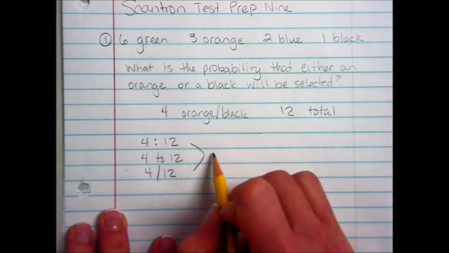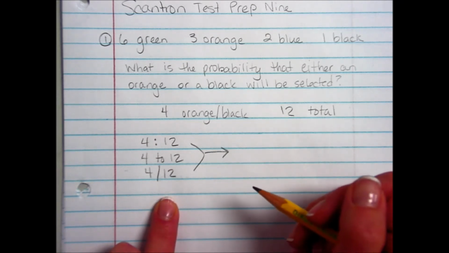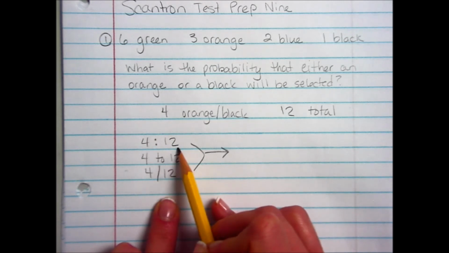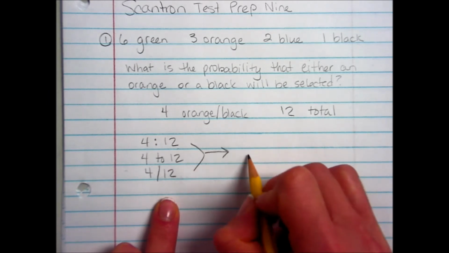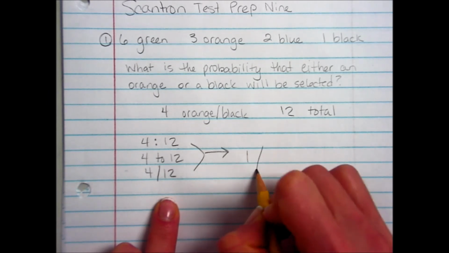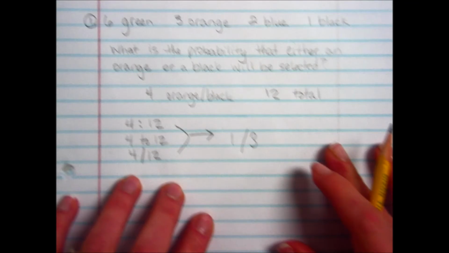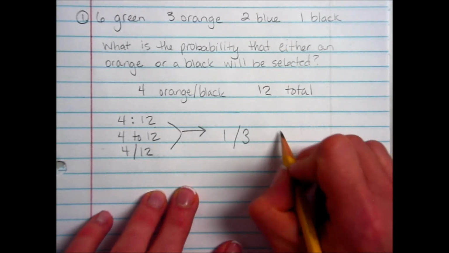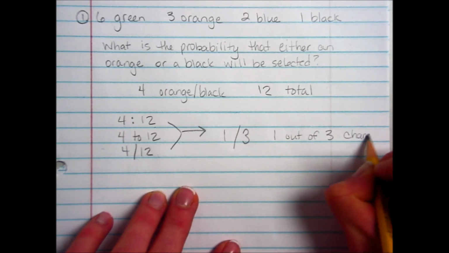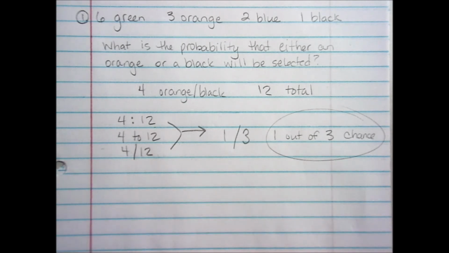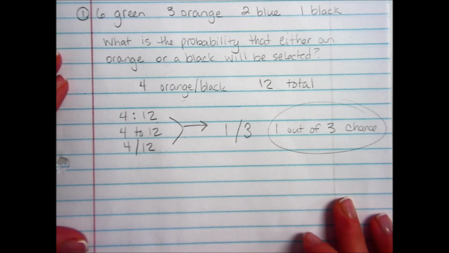Now, what we'll need to do is reduce. Almost all of these questions require simplest form. So you have to look at the 4 and the 12, and they're both divisible by 4. 4 divided by 4 is 1. 12 divided by 4 is 3. So then, you might see it in words as a final answer that you have a 1 out of 3 chance to win. Okay, are there any questions on that type of problem?